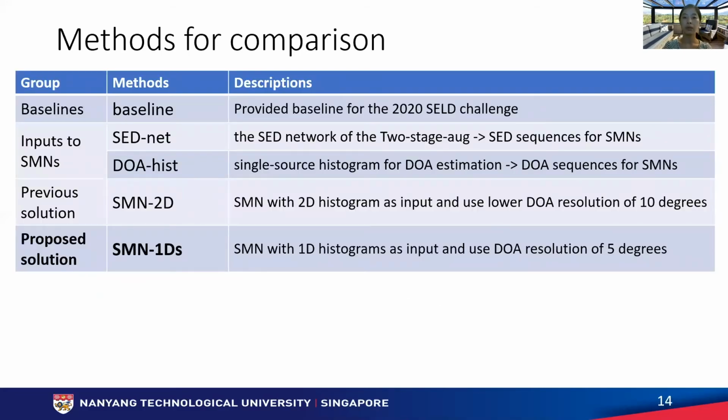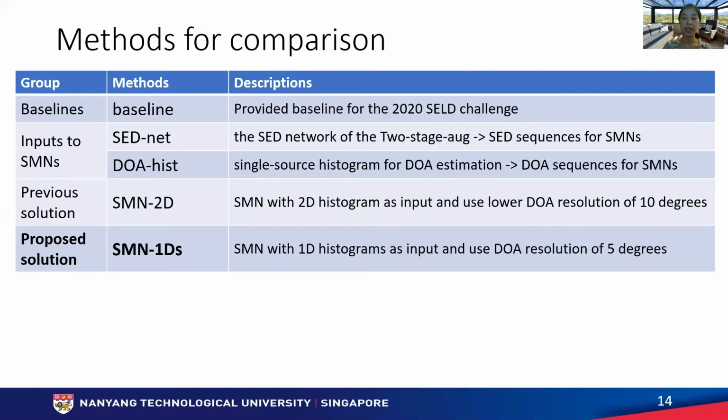We compare our approach with a baseline algorithm and our previous solution. The baseline is a jointly trained SELD model that is provided in the 2020 SELD challenge. The SED net is the SED network of the two-step method with additional data augmentation and different input feature. The DOA hist is the histogram algorithm for the DOA estimation. Both the SED net and the DOA hist produce the input sequences to our proposed sequence matching networks.